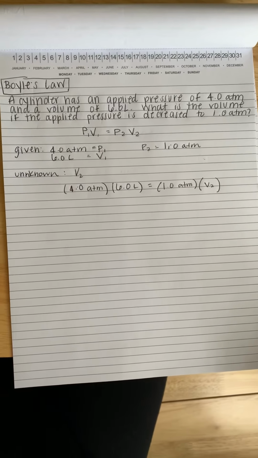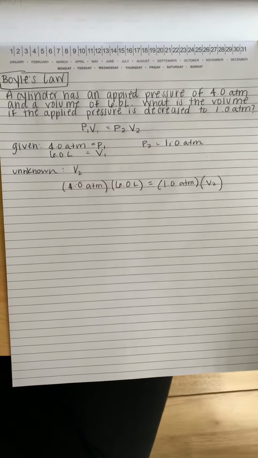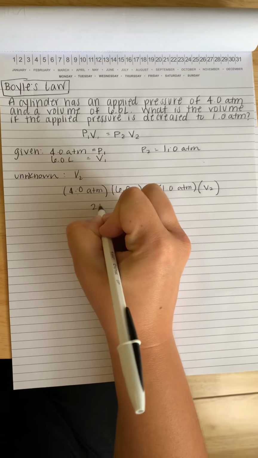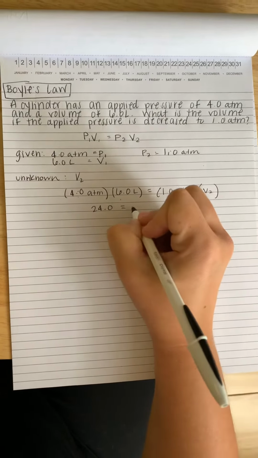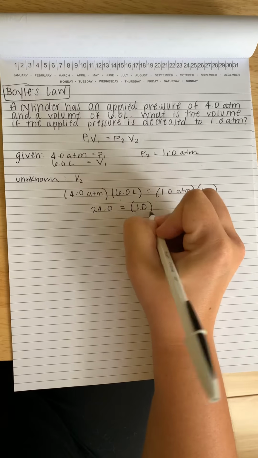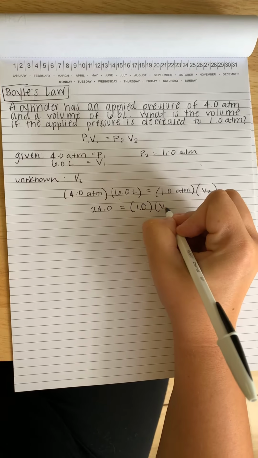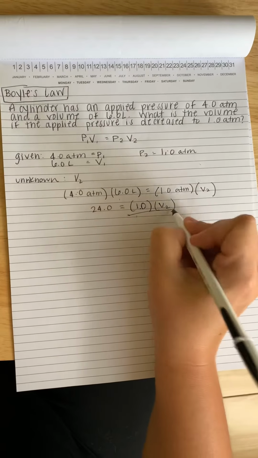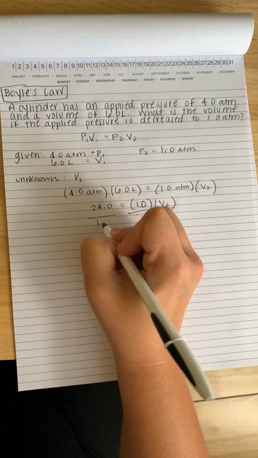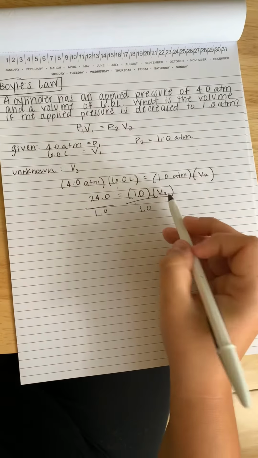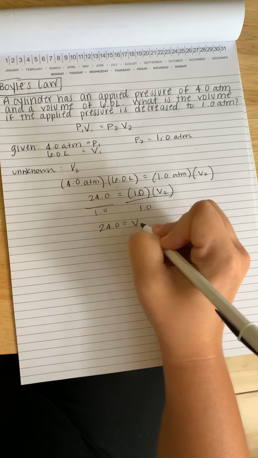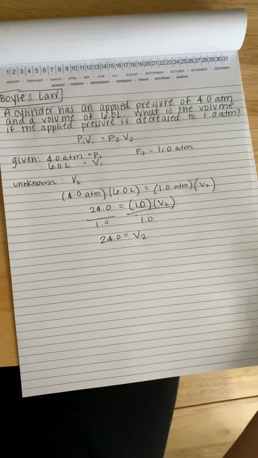So now to solve for V2, we're just going to do some basic algebra. So 4 times 6, that is 24.0 equals 1.0 times our second volume. So to solve for this, we need to divide 1.0 from both sides to solve for V2. So 24.0 equals our second volume, okay?